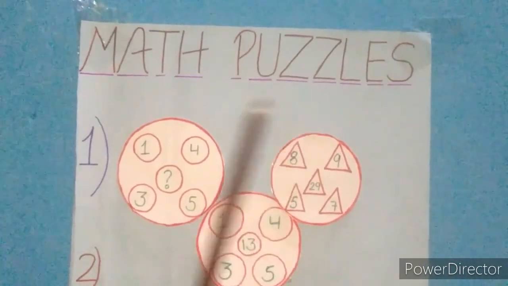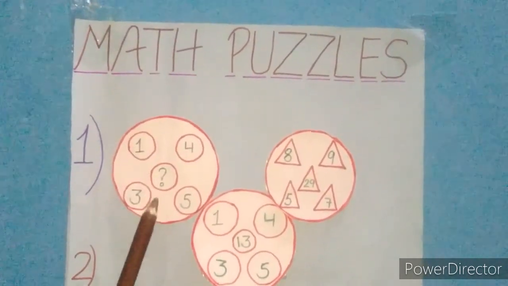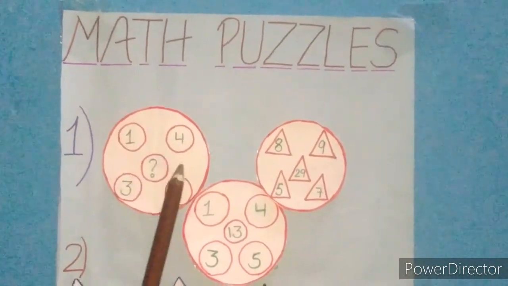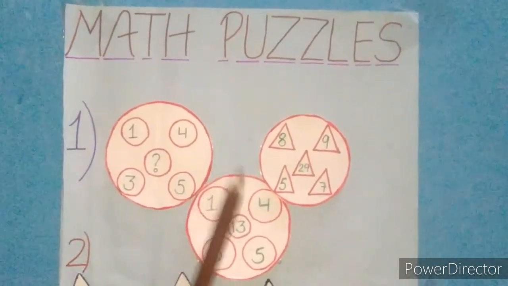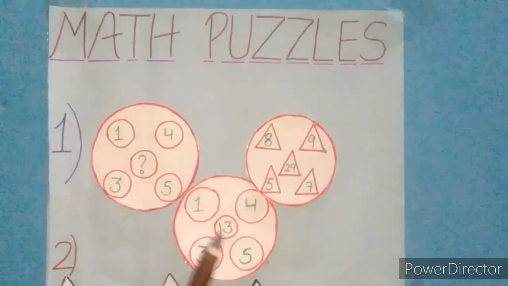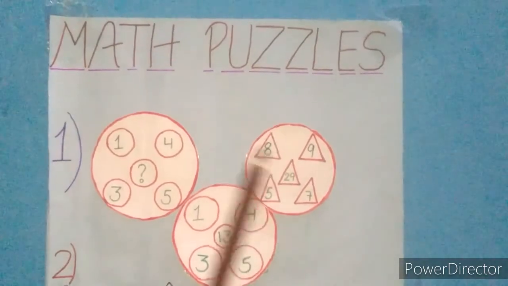Now the same rule will be applied here also. 5 plus 1 is equal to 6. 4 plus 3 is equal to 7. So 6 plus 7 is equal to 13. So we have found the answer to this puzzle by the rule followed here.